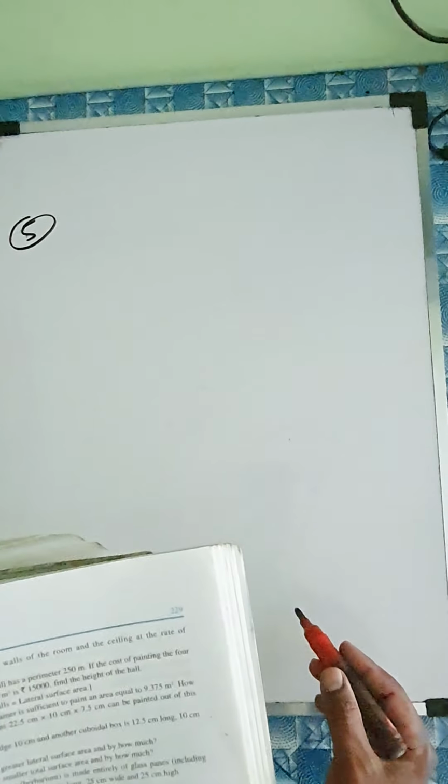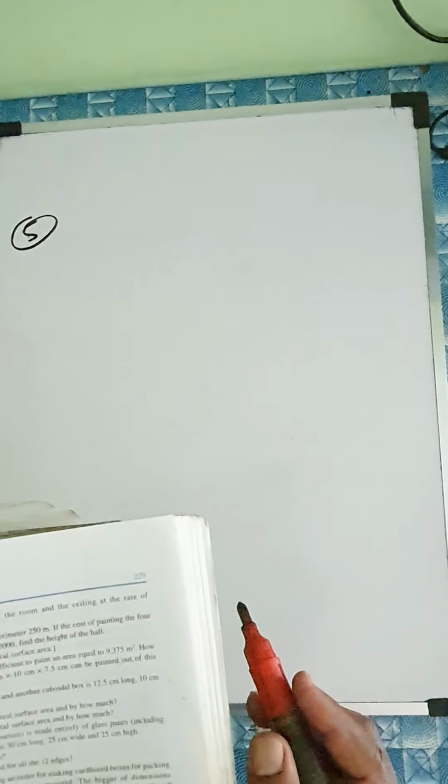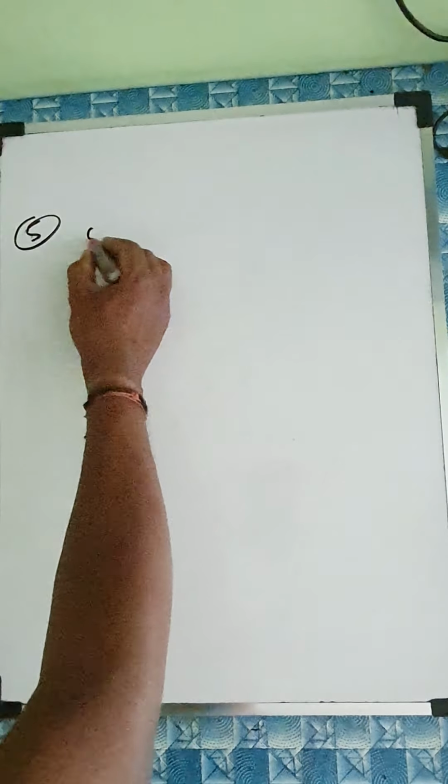Next, question number 5. Question number 5 is given, a cubical box has edge 10 centimeter and cuboidal box is 12.5, 10 and width 8 centimeter. Which box has the greater lateral surface area and by how much, and which box has the smaller TSA and by how much? Okay, so we'll find out the cube one first.